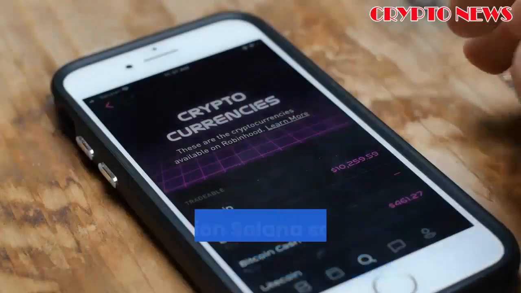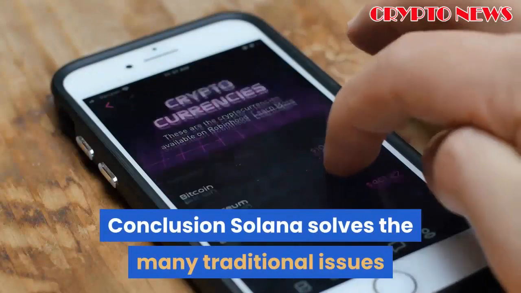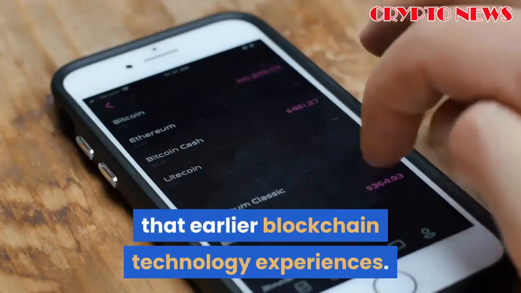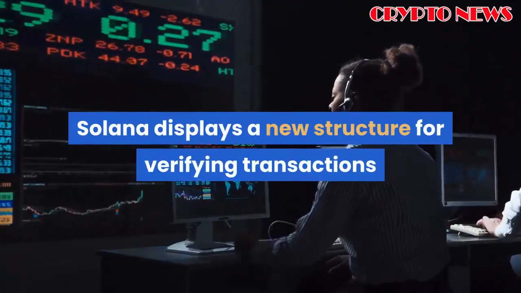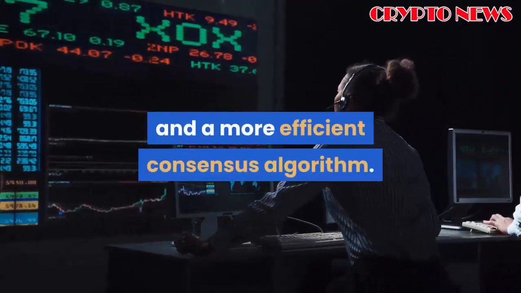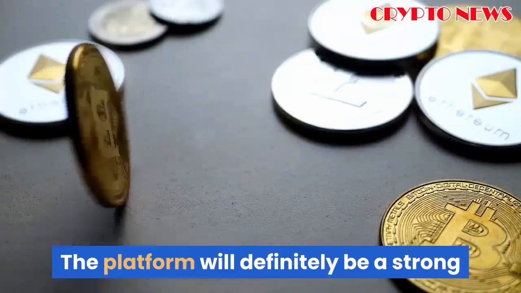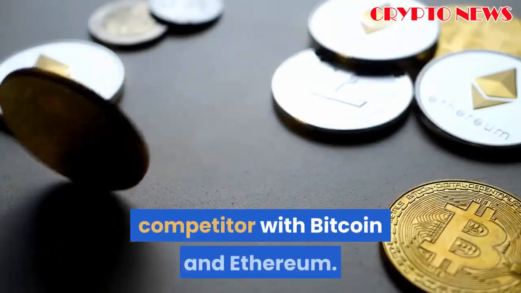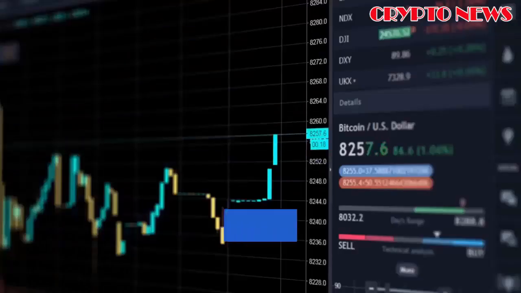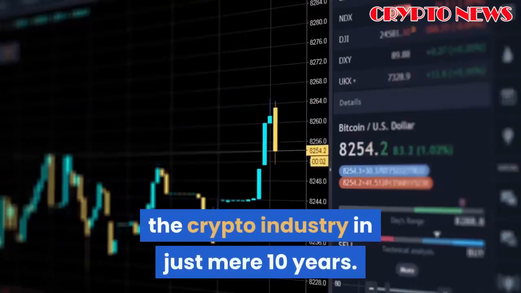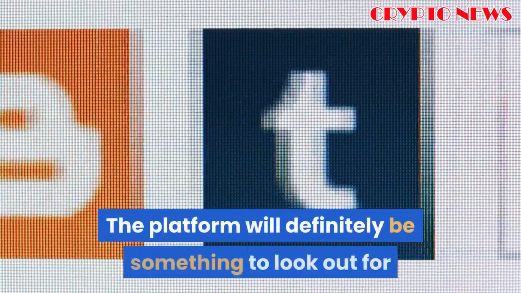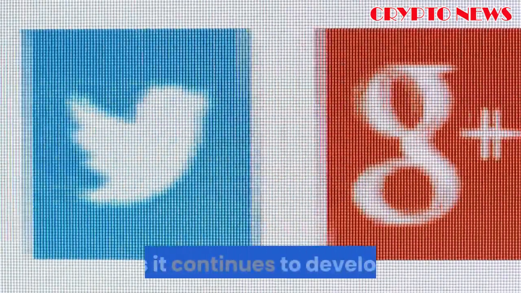Conclusion: Solana solves the many traditional issues that earlier blockchain technology experiences. Solana displays a new structure for verifying transactions and a more efficient consensus algorithm. The platform will definitely be a strong competitor with Bitcoin and Ethereum. Solana displays the fast advancements in the crypto industry in just a mere 10 years. The platform will definitely be something to look out for as it continues to develop.